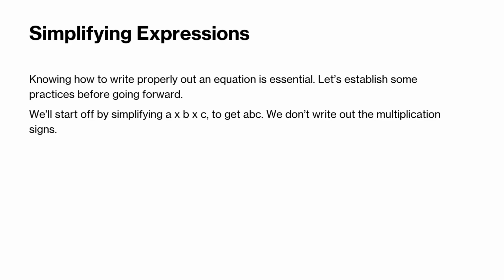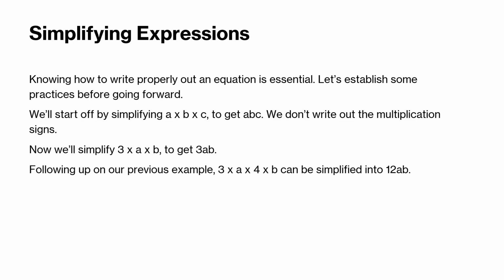We'll start off by simplifying a multiplied by b multiplied by c. We get abc. We don't write out the multiplication signs and we combine them all together into one single term, abc. Now we'll simplify 3 multiplied by a multiplied by b. Similarly, we get 3ab. Again, combine them all into a single term.